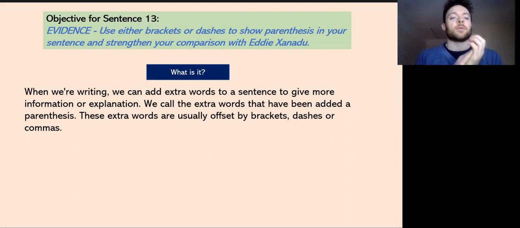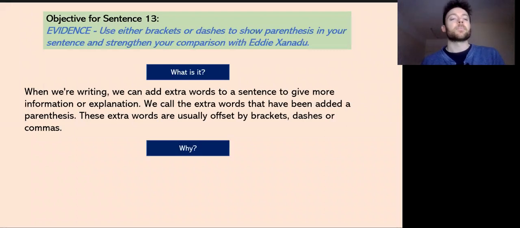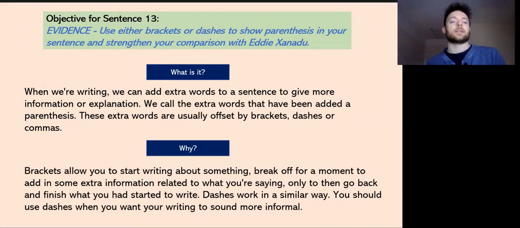So when we're writing, we can add extra words to a sentence to give more information or explanation. We call the extra words that have been added a parenthesis, okay? And these extra words are usually offset by brackets, dashes, or commas. But today we're just going to be focused on using brackets or dashes, okay? Now, why? Well, brackets allow you to start writing about something, break off for a moment, add in some extra information related to what you're saying, only to then go back and finish what you had started to write, okay?